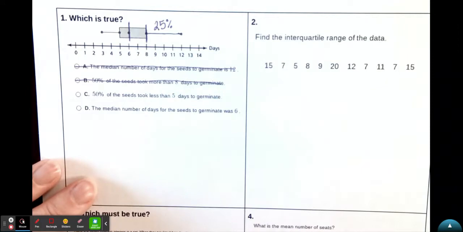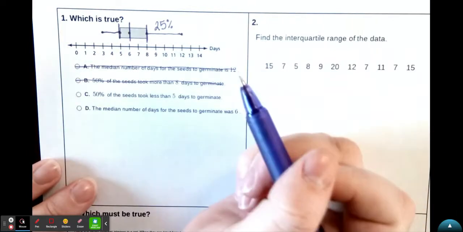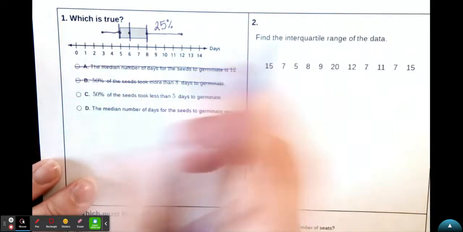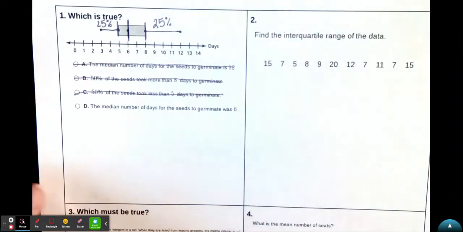C, 50% of the seeds took less than 5 days to germinate. So here's 5 and less. Is that 50% of the data? No, that's only 25. Right between every 2 dots is 25. And then finally, the median number of days for the seeds to germinate was 6. So again, the median is the line that's in the middle of the box. Was that 6? Yes.